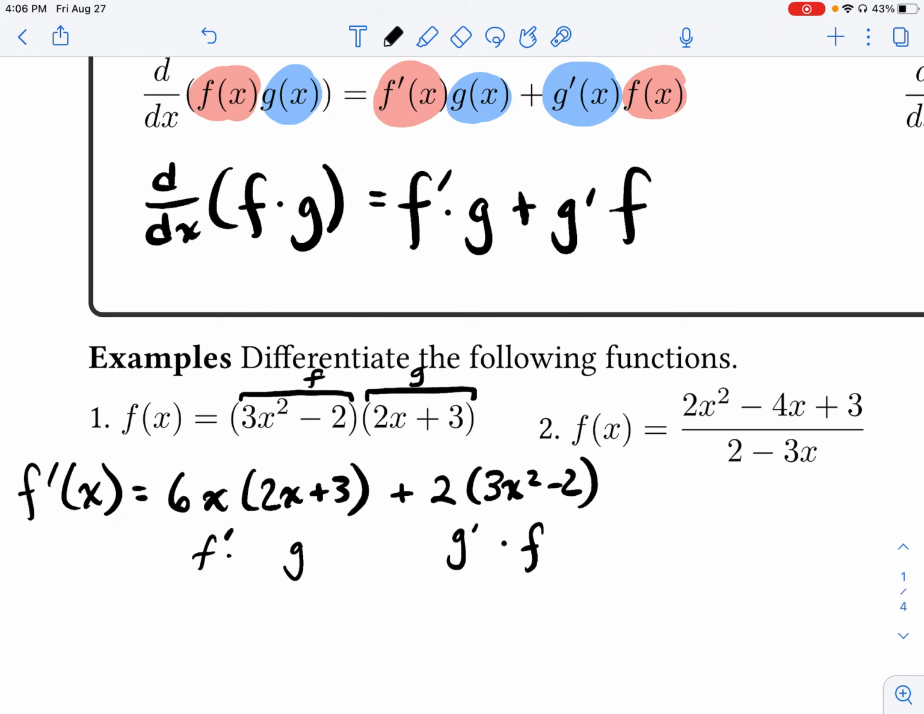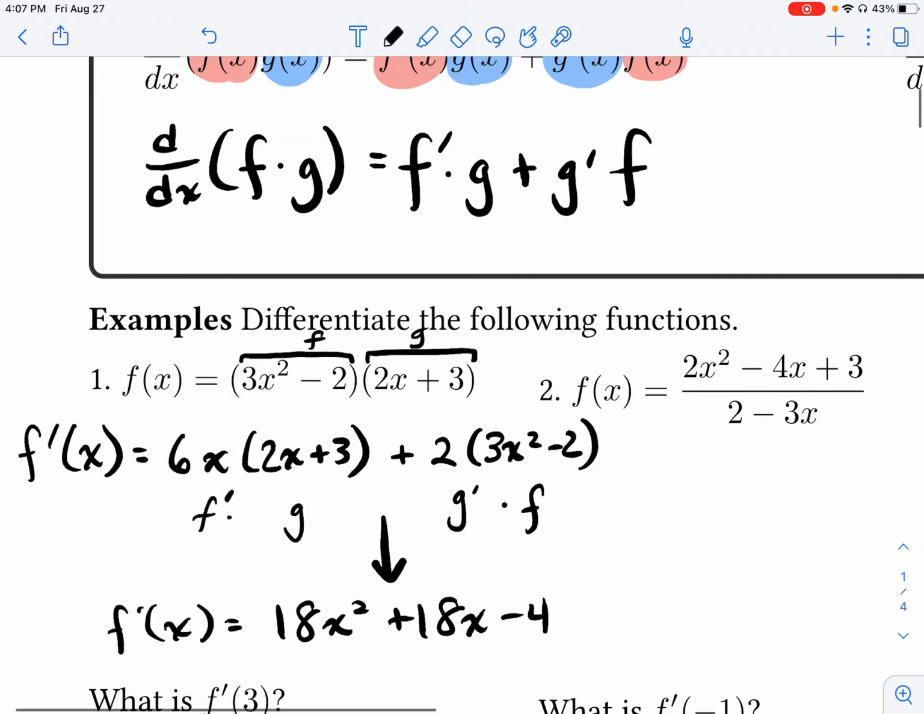But we should probably note that we are going to start working with higher order derivatives in a bit. If we were to try to differentiate this again, you can see that it might make our life a little bit easier to actually simplify this. For example, this derivative can simplify to f prime of x equals 18x squared plus 18x minus 4. You can see that this would probably be easier for us to differentiate rather than differentiating it in its current form.